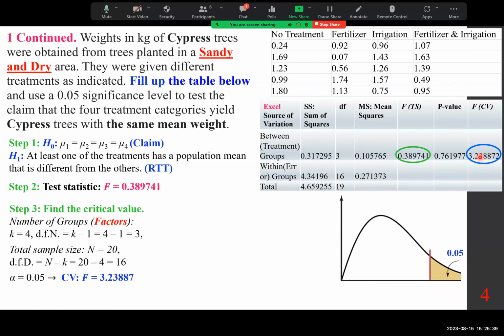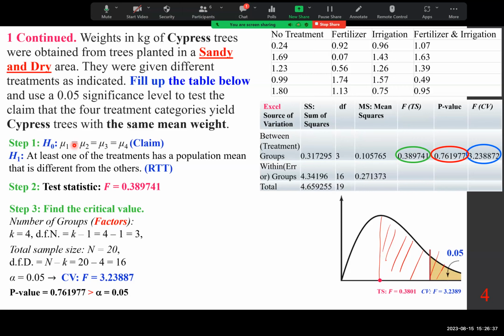Now, if you look at the graph, this is area 0.05. This is the critical value of 3.2389, and this is your F value for the test statistic, which is way into the non-rejection region. So fail to reject H0. And by the way, if I want the p-value, it would be this, which is way larger than alpha. So this is the p-value, which is larger than alpha 0.05. So whether I compare two numbers, the traditional method, or two areas, the p-value method, fail to reject H0.